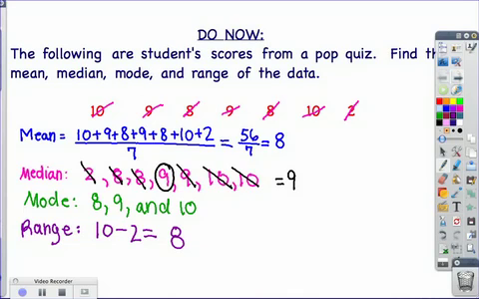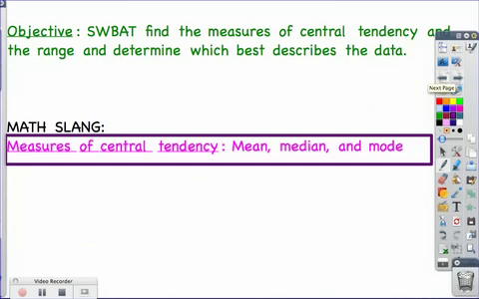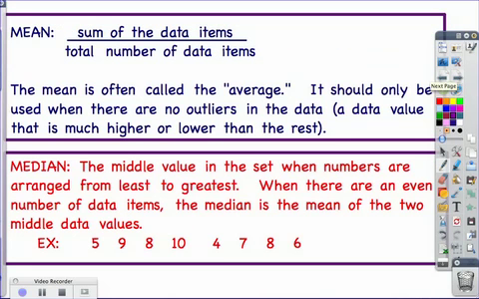Measures of central tendency are mean, median, and mode. Mean, or average, is the sum of the data items divided by the total number of data items. I always remember the mean as being the meanest problem to do, since it is the most involved. The mean should only be used when there are no outliers in the data. An outlier is a data value that is much higher or lower than the rest.